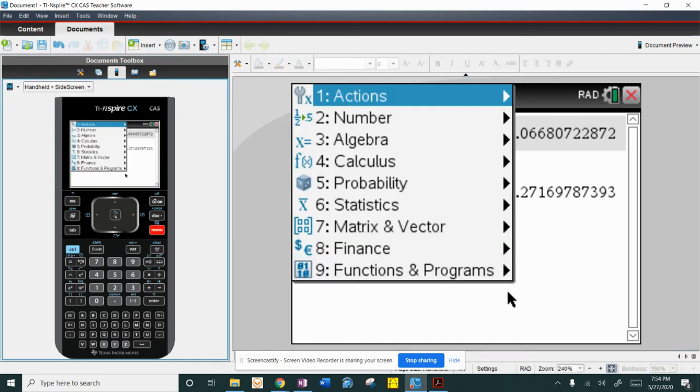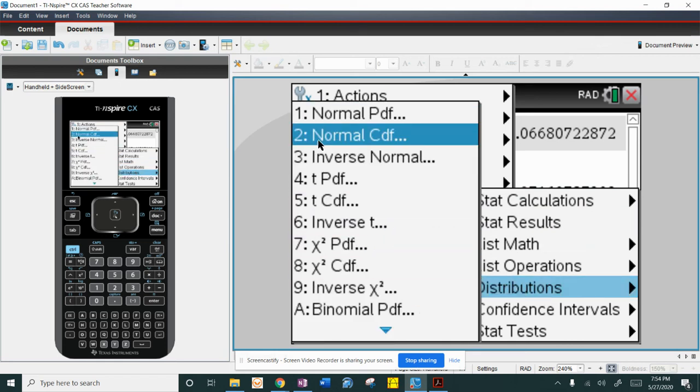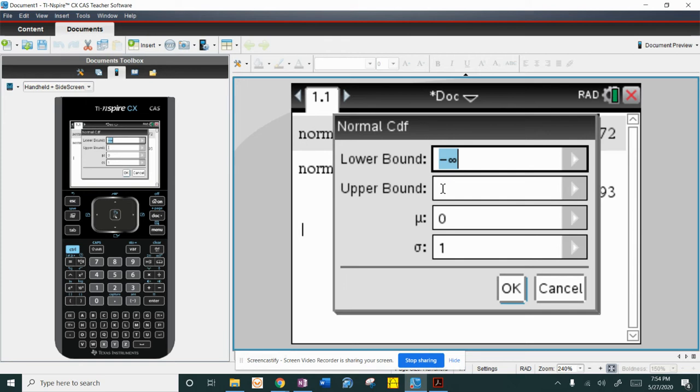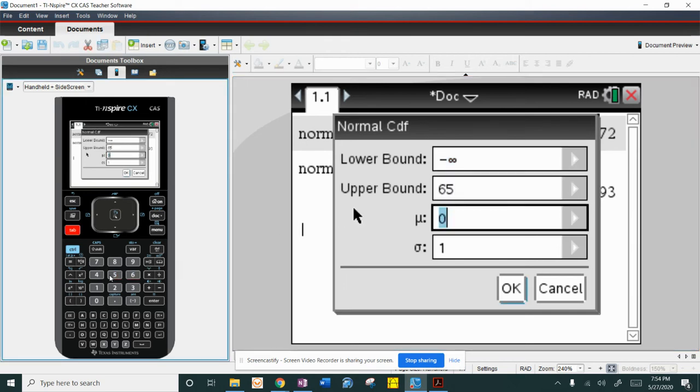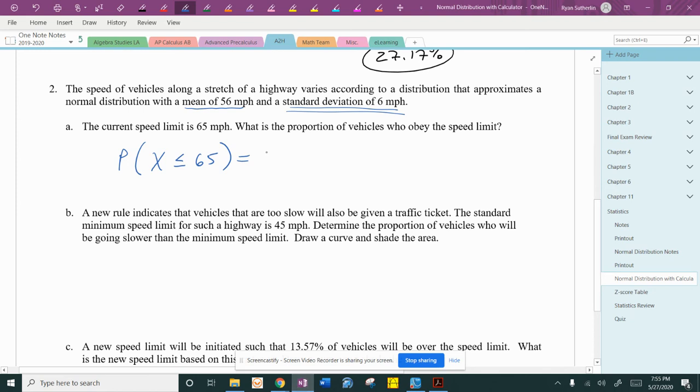So, we've got menu, statistics, distributions, normal CDF. In this case, we are going from negative infinity. Our maximum is 65. Our mu, or our average, is 56. And the standard deviation is 6. You could draw a bell curve and kind of see where this would fit in, what you could give a guess. What you would see is that this comes out to be 0.9332, or 93.32% of the cars.